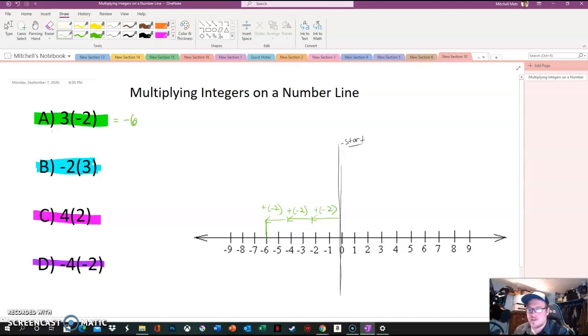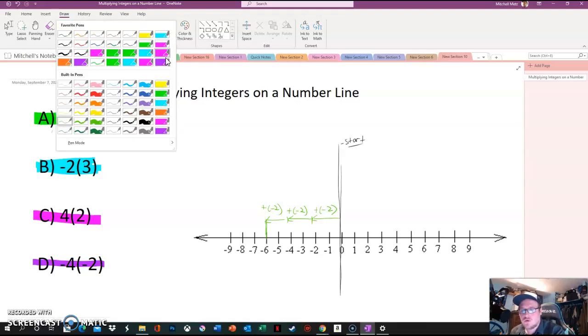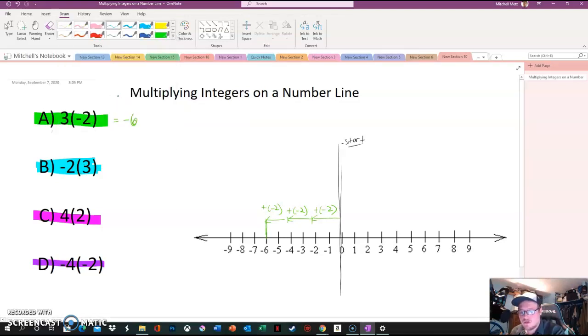Now let's do the next problem. Instead, I have negative 2 times 3. Again, this is very similar. Instead of adding a 2, I'm going to be subtracting a positive 3. Because these are opposite signs, I'm going to go in the negative direction again. But in this case, I'm going to have negative 2 3's, so I'm going to have 3's that I'm counting this way.